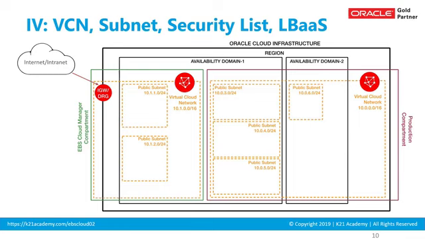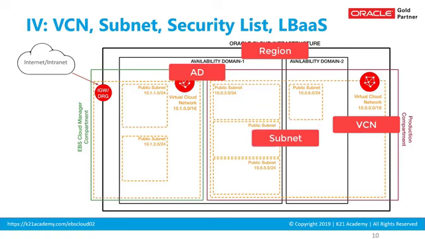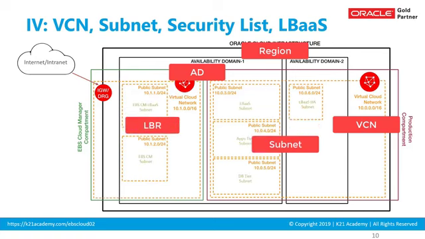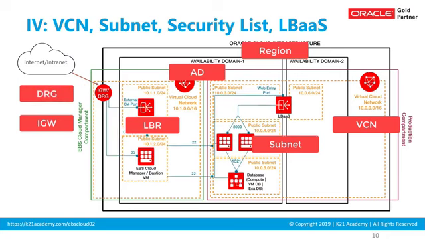So you should know things like region, availability domain, virtual cloud network, different types of subnets like public and private, load balancers, and things like internet gateway and dynamic routing gateway.